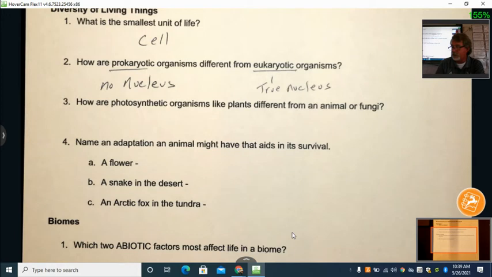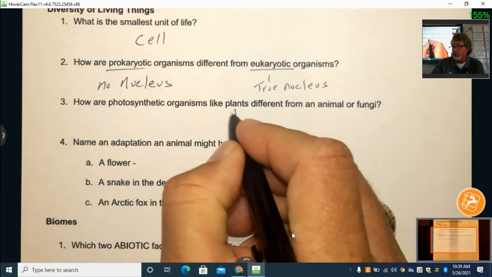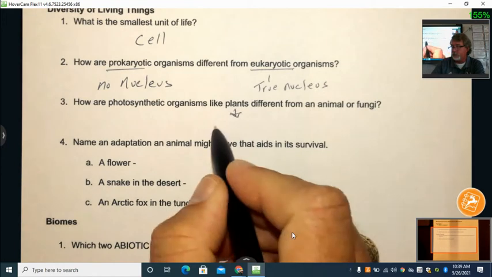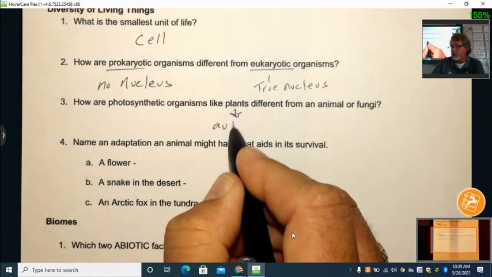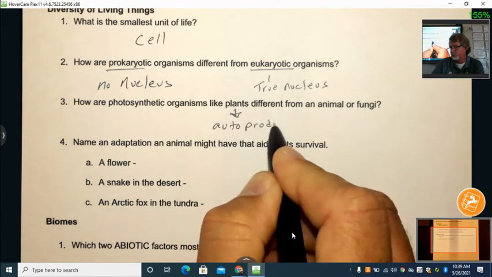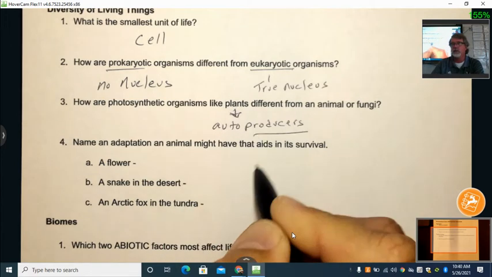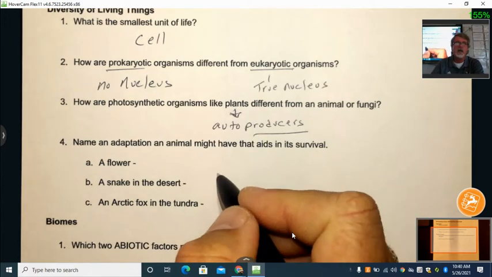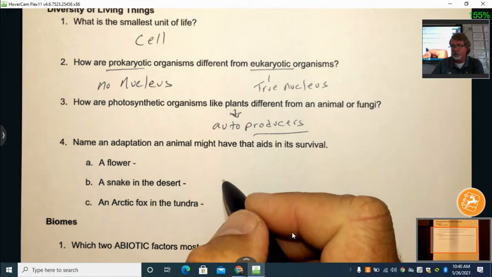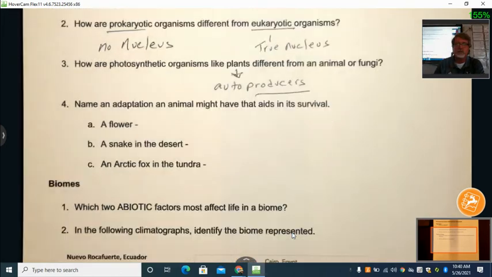Are photosynthetic organisms like plants an animal or a fungi? How are photosynthetic organisms like plants different from animal or fungi? And y'all should know the main differences. Plants are autotrophs. They produce their own food, right? Okay, autotrophs produce their own food.